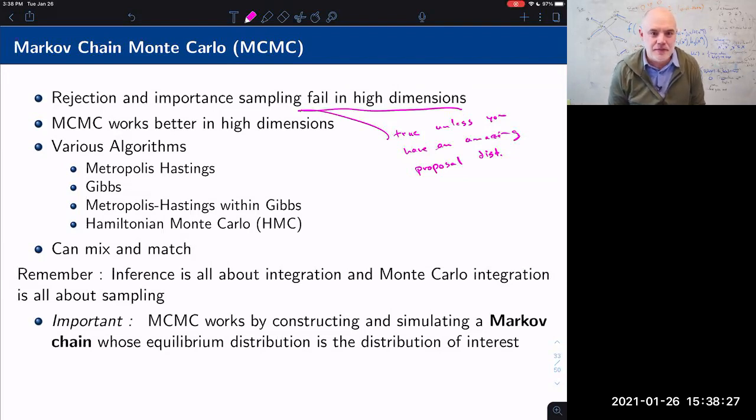To be clear, better in what sense? More likely to get high probability samples? Yeah, that's I think is a very reasonable way of thinking about it.